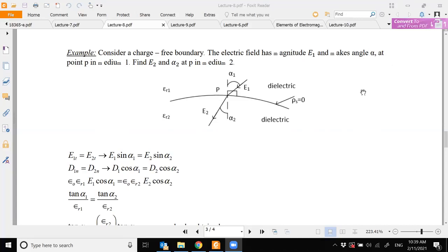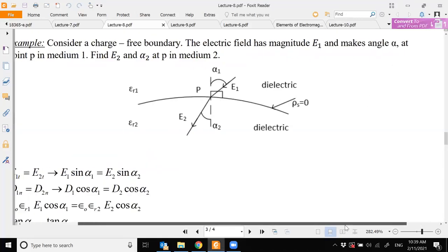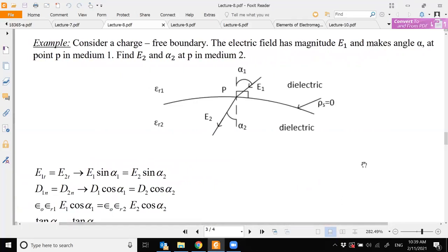Okay. So let me make it a little bit bigger. Yeah. So it is making an angle alpha. So guys, it should be alpha 1, not alpha. So this is known to us. E1 is known to us, alpha 1 is known to us.